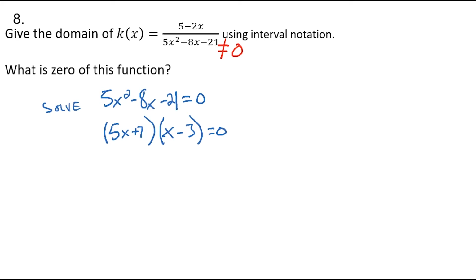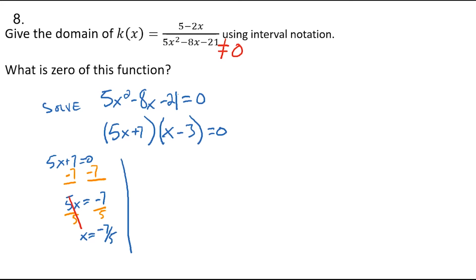So the result of this, first let's go ahead and solve these things individually. So we have 5x plus 7 equal to 0. Then we'll come up here and subtract 7 from both sides. We'll end up with 5x is equal to negative 7. Then we'll divide both sides by 5, and these will cancel out. And then the result will be x is equal to negative 7 over 5.